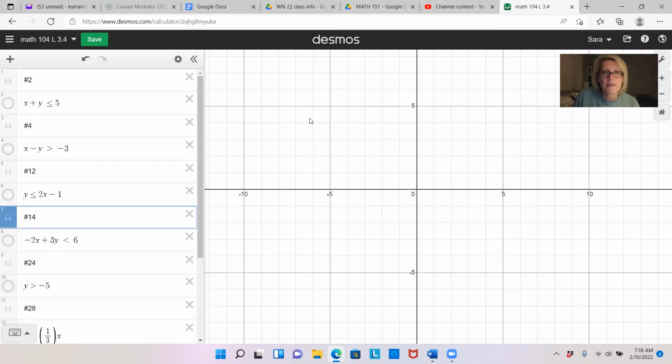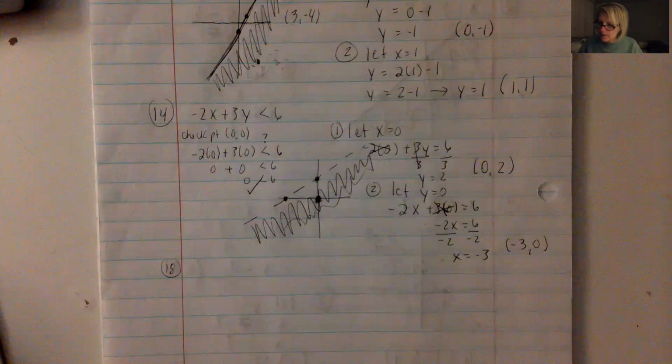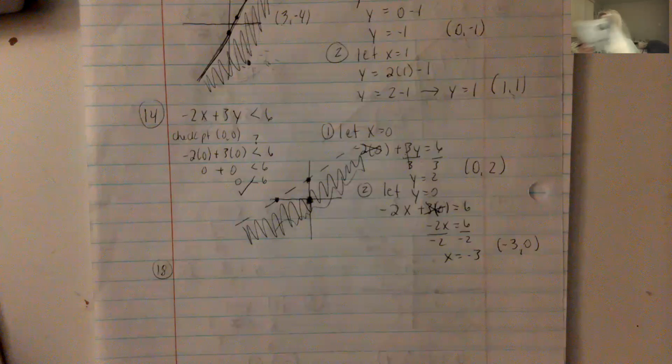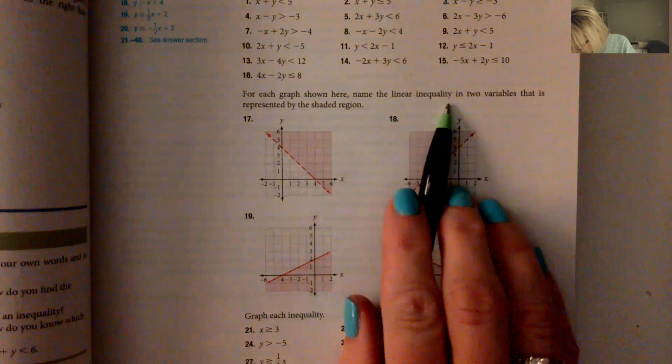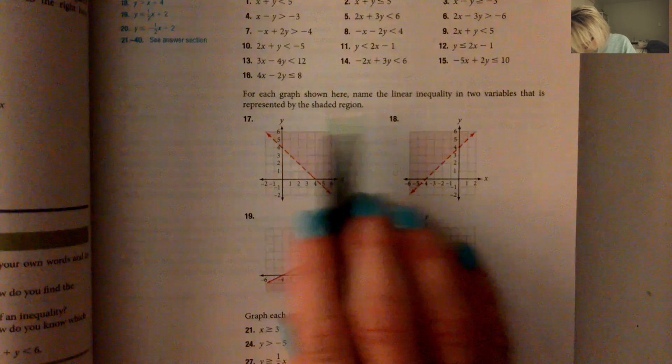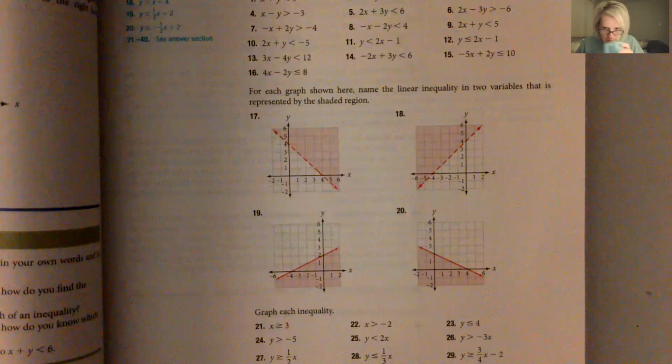Okay, the next couple I'd like to look at are 18 and 20. They are in the book. They give us the graph this time. And it says, for each graph shown here, name the linear inequality in 2 variables that is represented by the shaded region. Okay, so we have to find the equation that goes with this.